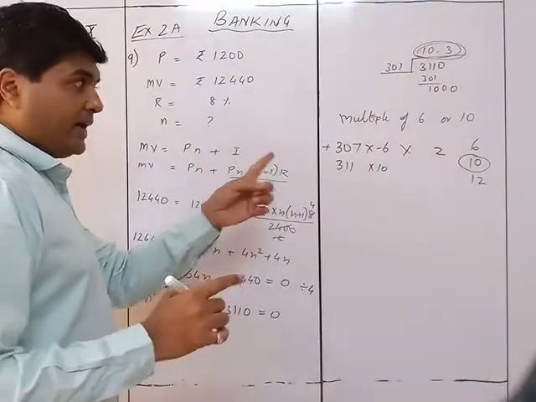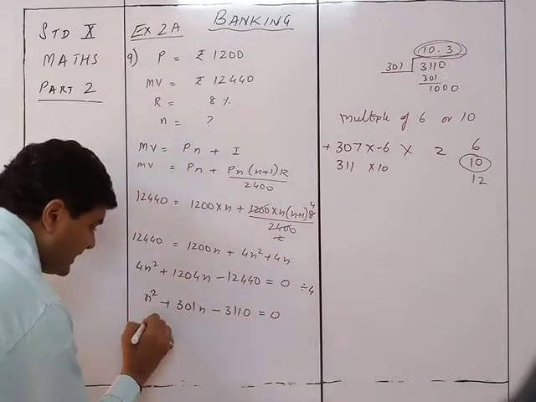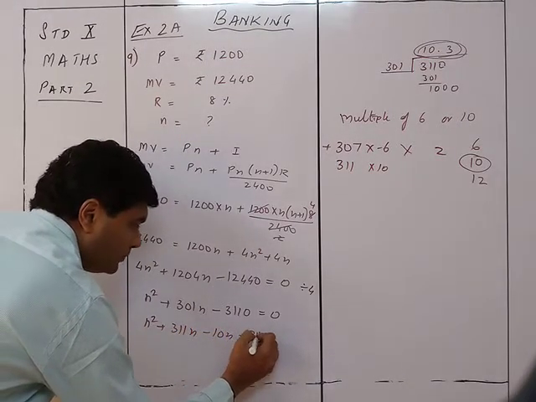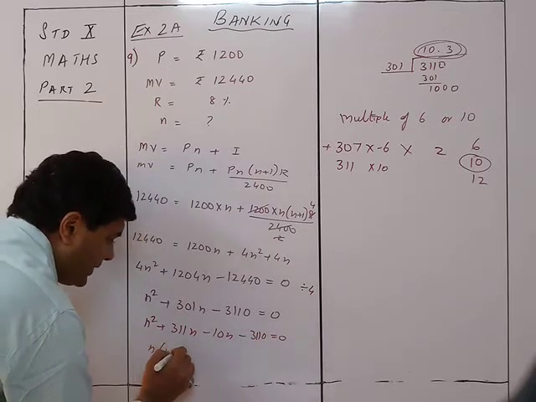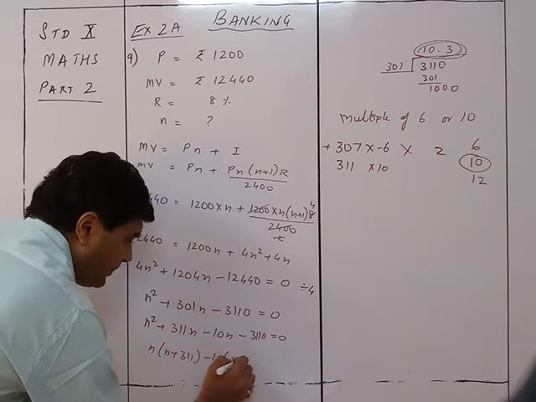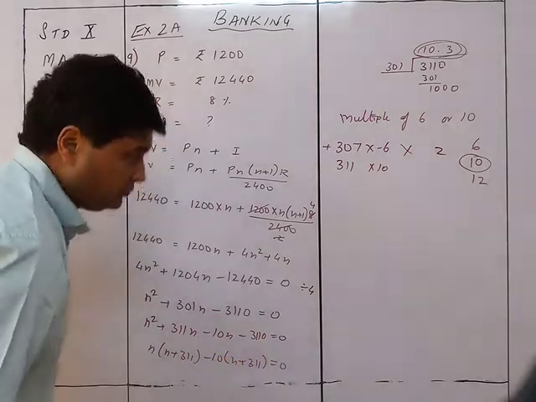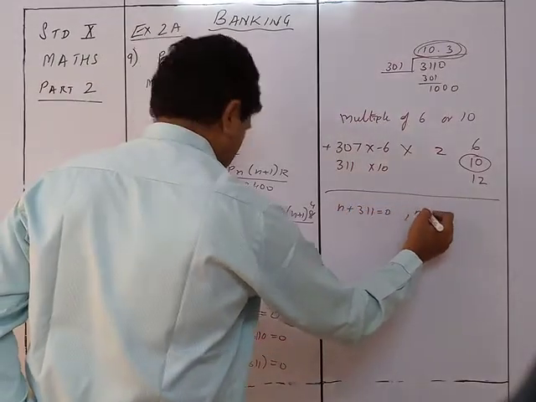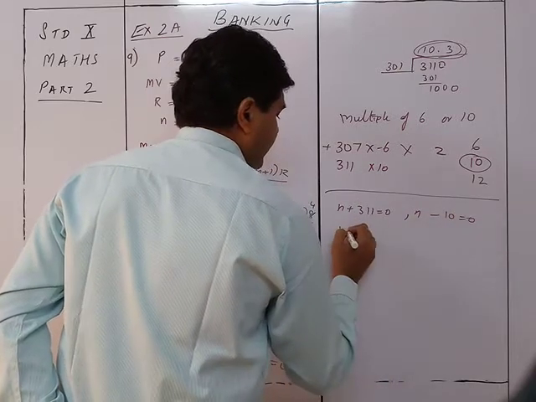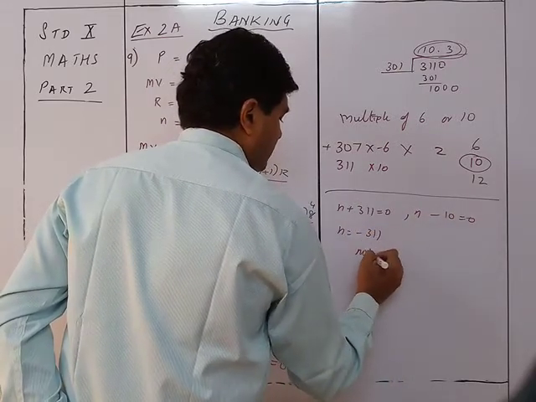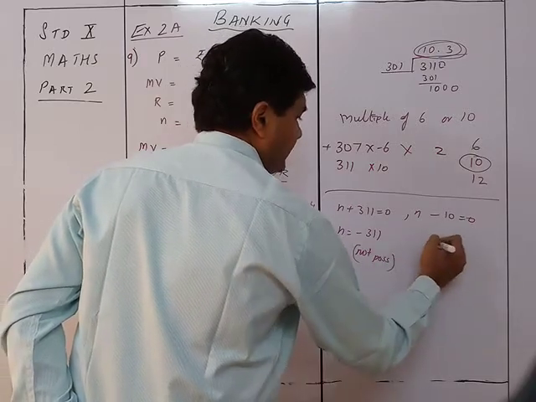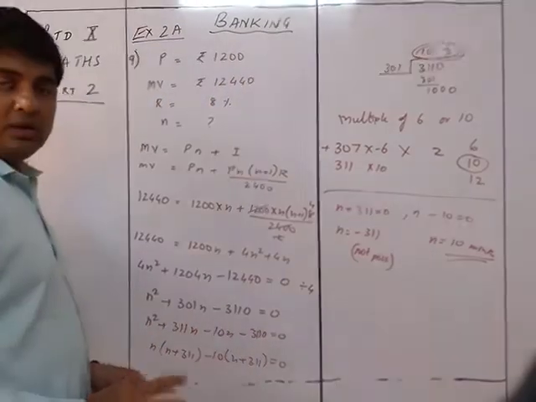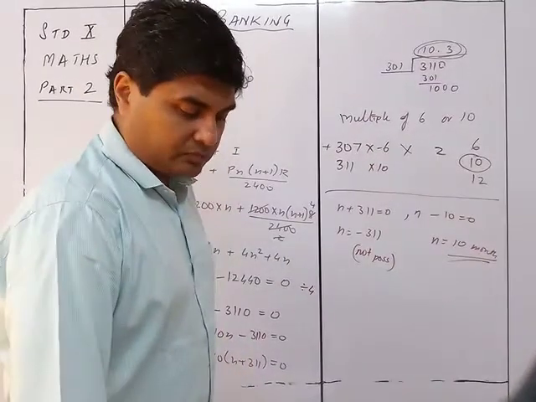We'll take one more sum to understand this thing once again. So right now we got this as n square plus 311n minus 10n minus 3110 is equals to 0. So (n plus 311) (n minus 10) is equals to 0. Accordingly, you have n plus 311 is equals to 0 or n minus 10 is equals to 0. So n is equals to minus 311, not possible. Therefore, n is equals to 10 months. Understood? This is how you are going to find out the answer for sum number 10.